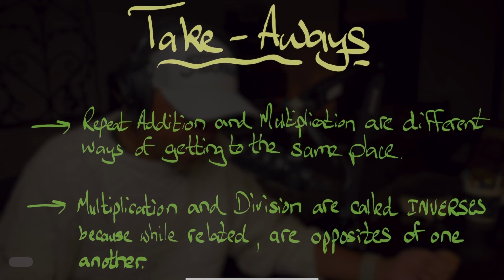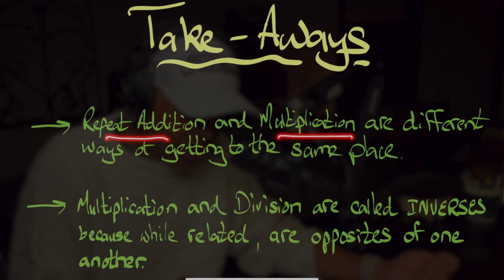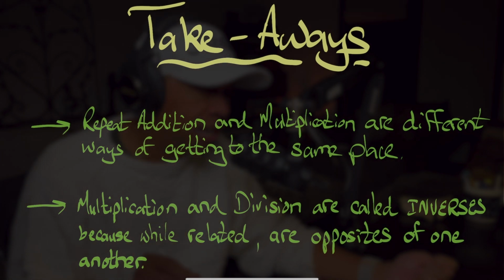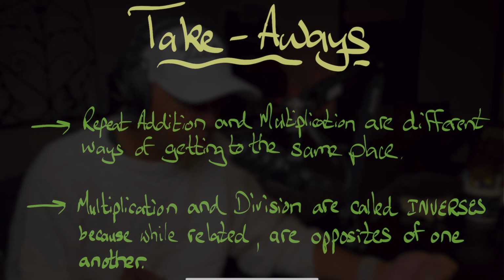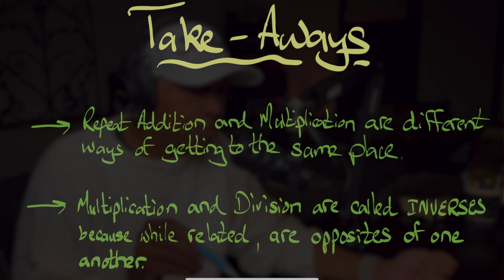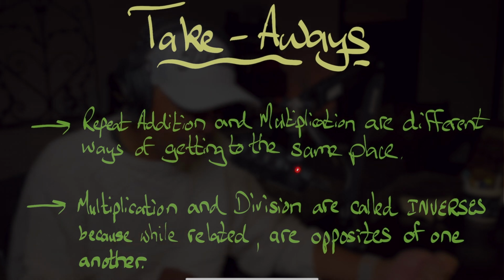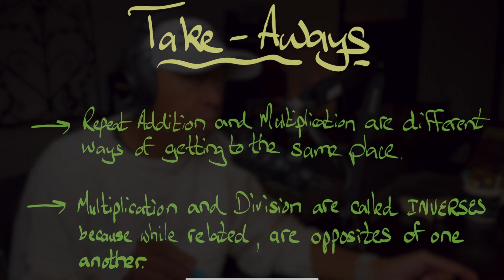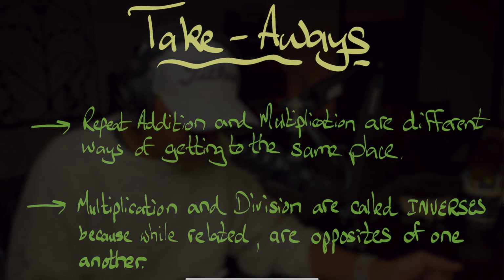So here's what we're going to leave this lesson with, our takeaways. We understand that repeat addition and multiplication are different ways of getting to the same place. If I add 3 4 times, I get 12. If I multiply 4 times 3, I get 12. I get to the same place or the same answer. Of course, with repeat addition, the answer is the sum. And with multiplication, my answer is called a product.